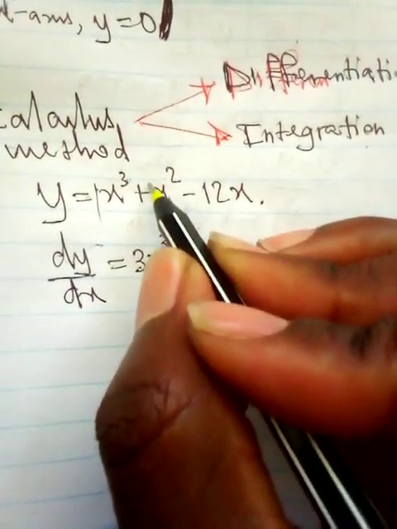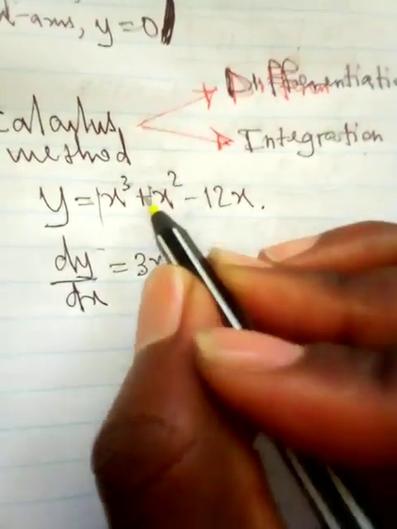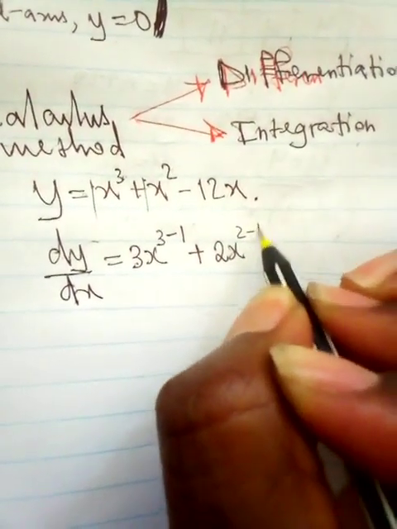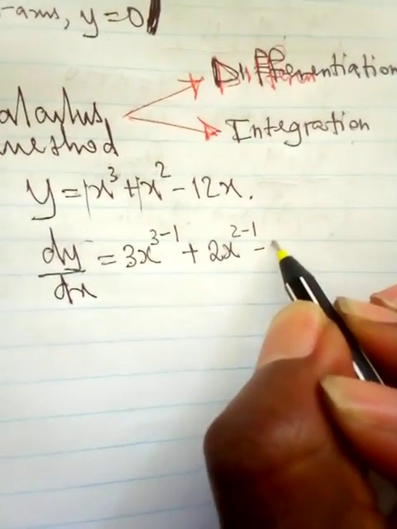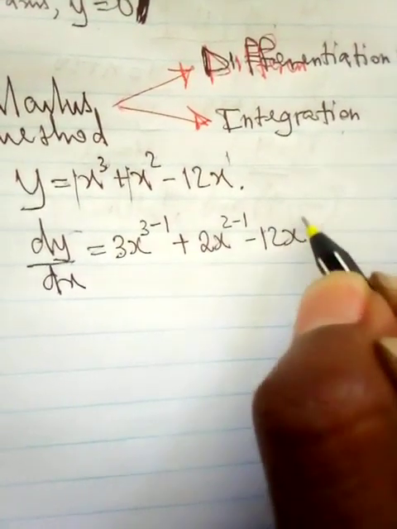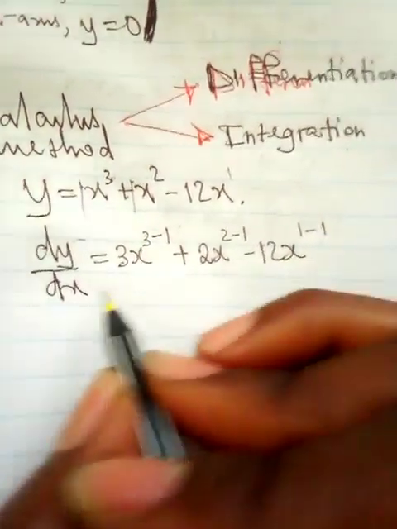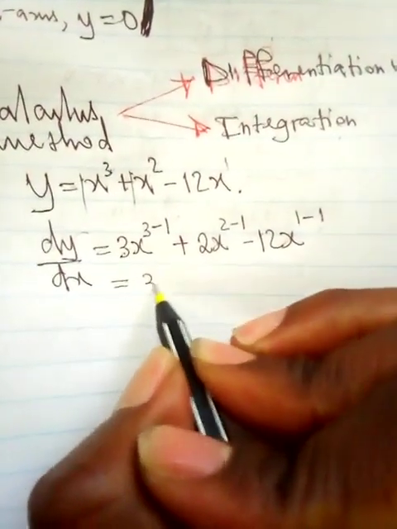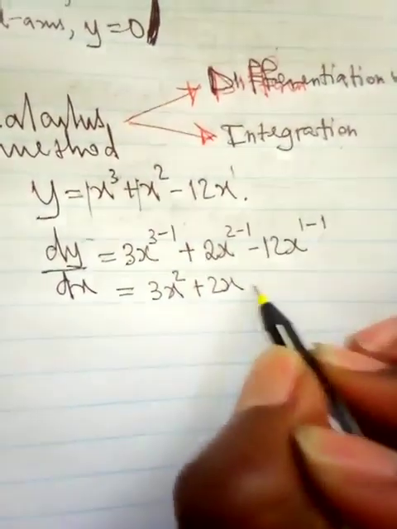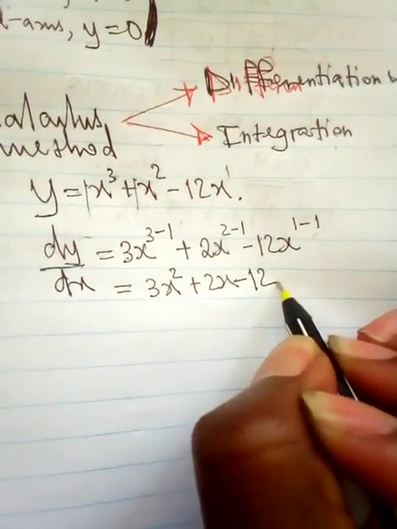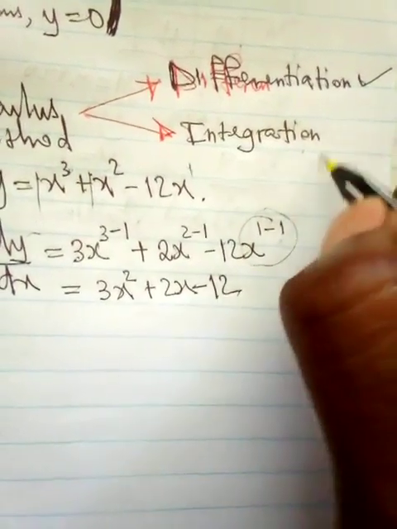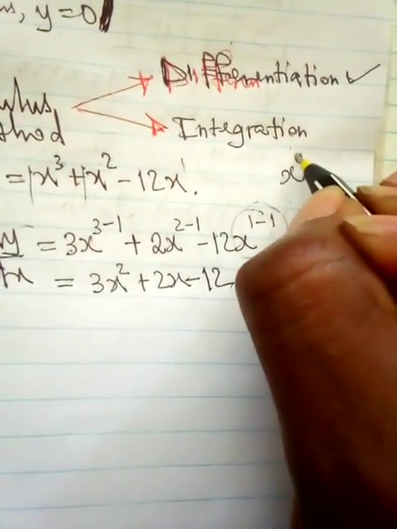Plus, same thing here, there is a 1 here even though they haven't shown. So 2 times 1, the answer is going to be 2x, and then this is 2 minus 1. Minus, there is a 1 here, 1 times 12, that's just going to be 12. x to the power 1 minus 1. So this is going to be 3x squared plus 2x minus 12 just. Because if we look at this expression, this is x to the power 1 minus 1, 1 minus 1, the answer is just going to be 0.